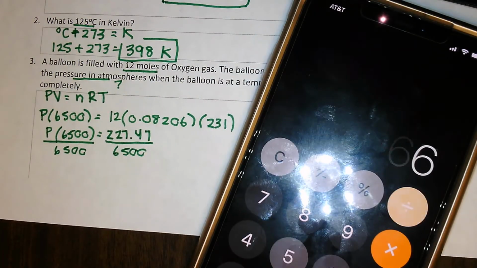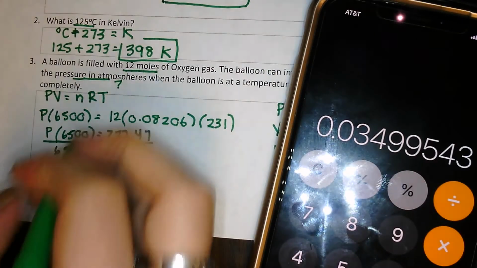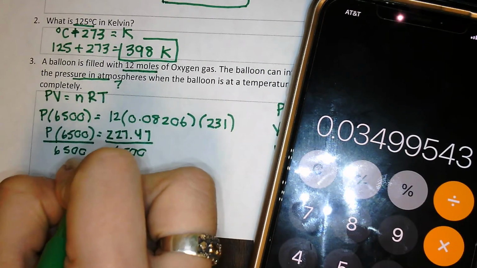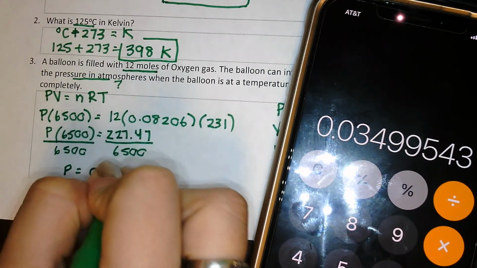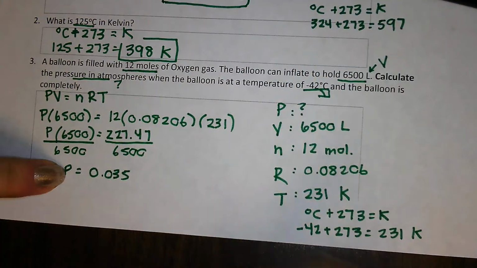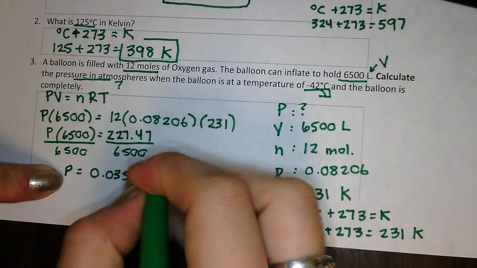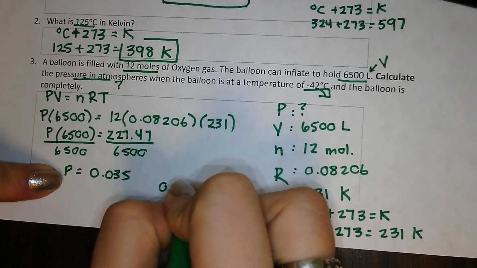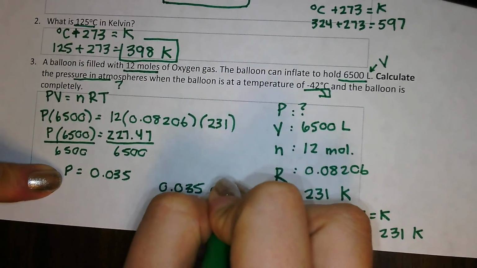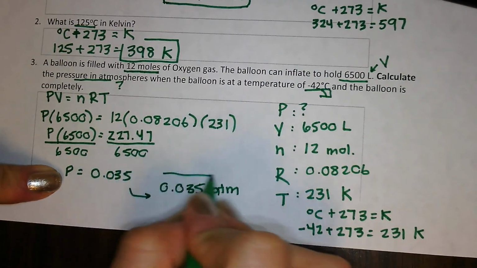If I divide both sides by 6,500, I will be solving for P, which is what I want to do. Divided by 6,500, and that is approximately P is equal to 0.035. Because I am solving for P, P is pressure, and it is in atmospheres. I need to remember my units. Atmospheres. And this is my answer.